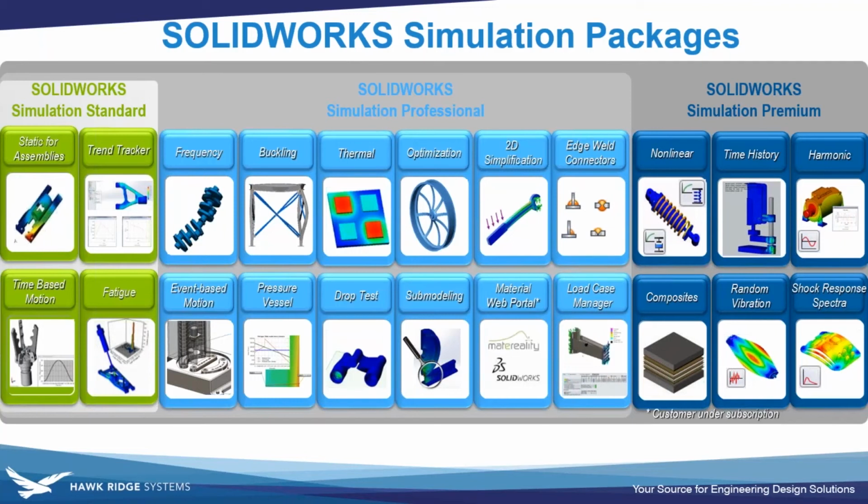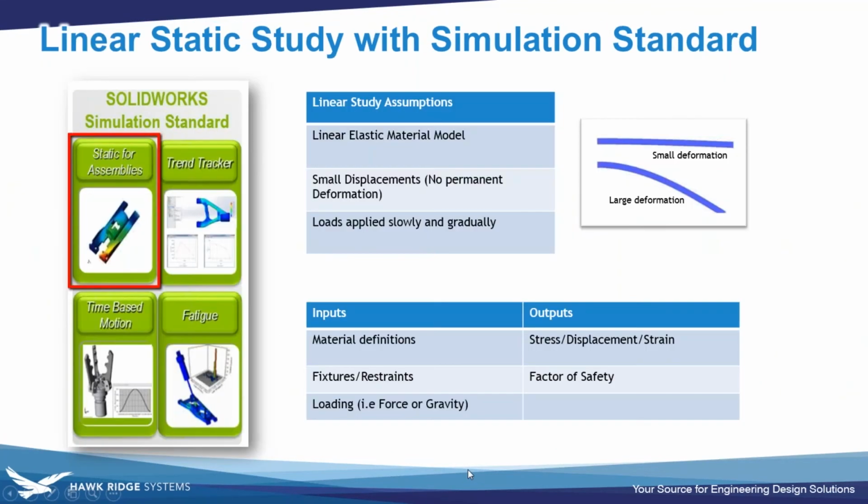And then we have Simulation Professional, which gives us additional study types where the results are not necessarily going to be stress or displacement, but still help guide you in answering certain questions, like how much is something going to vibrate, and what are the resonant frequencies of my part or assembly. We can do that with the frequency analysis, but again, we're not really getting how much stress something is going to endure or how much something is going to deform based on a given vibration. That's where we would need to graduate to a Simulation Premium study, which we'll see later on in our presentation.